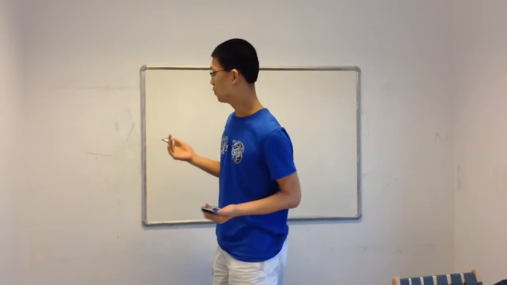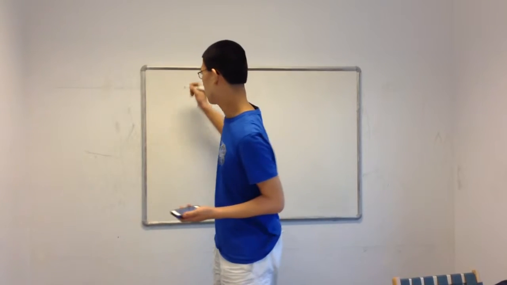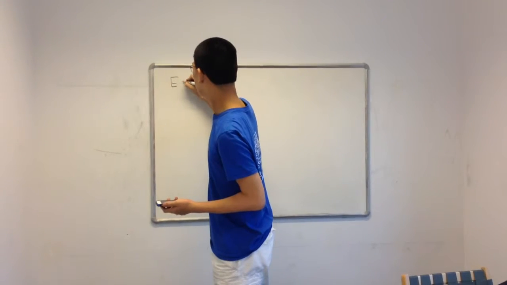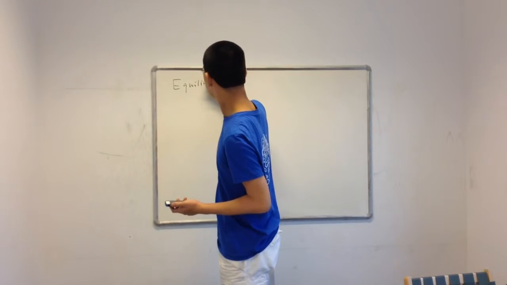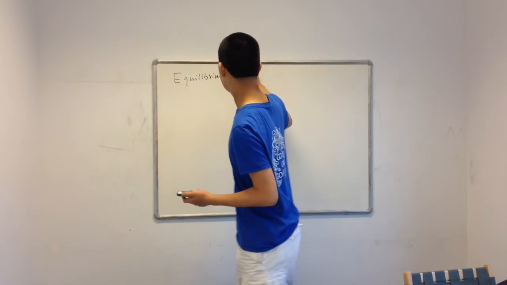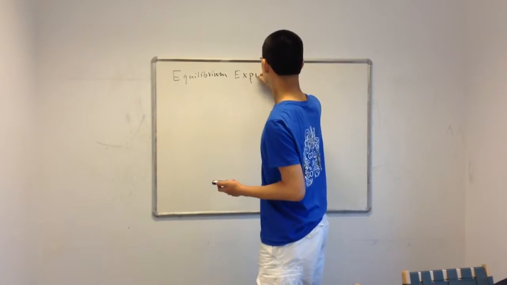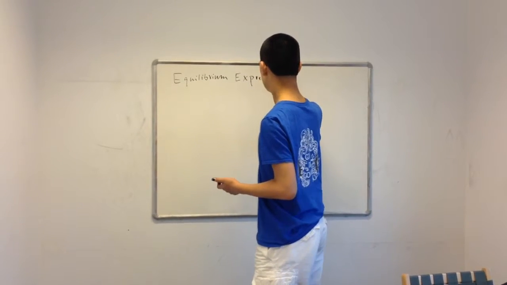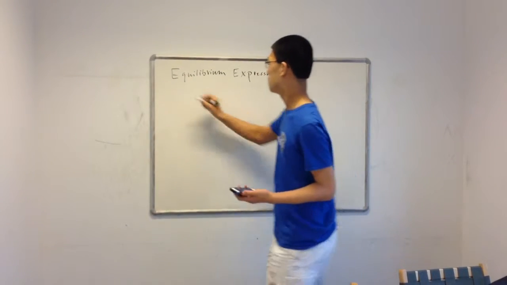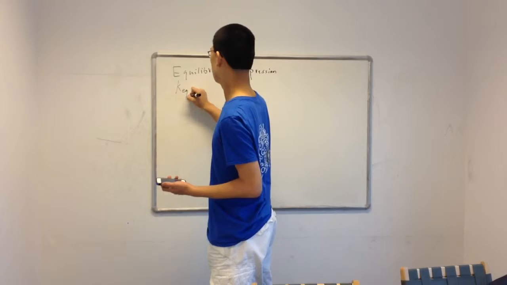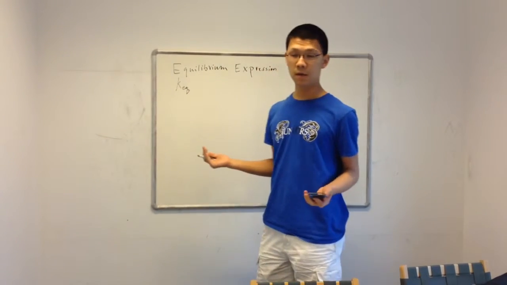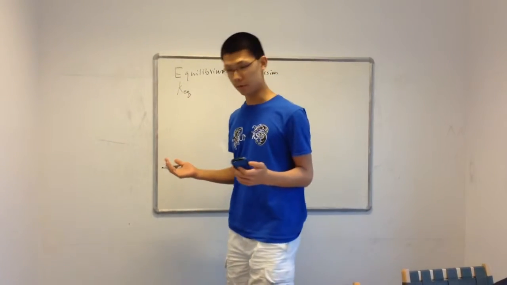One of the most important parts of equilibrium is the equilibrium expression, which is the numerical value for equilibrium. Or as we know, we just write it as KEQ. Now, to find a KEQ, let's use an example to demonstrate it.